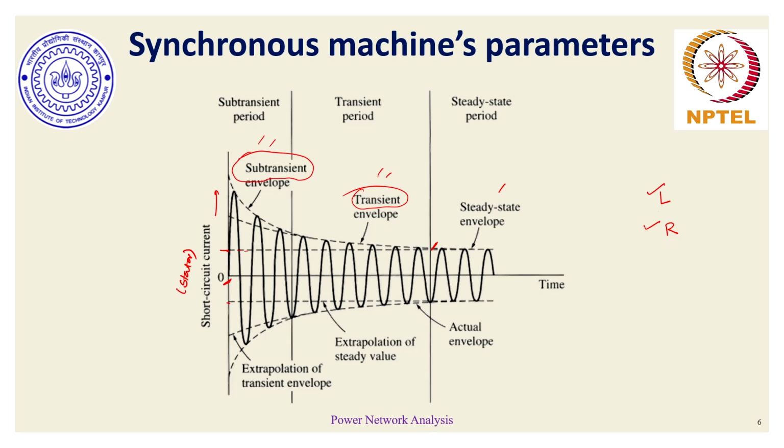So, we'll again understand why this current behavior happens just after a fault at t is equal to 0 on the terminal of the synchronous generator. Please have patience and please bear with me.